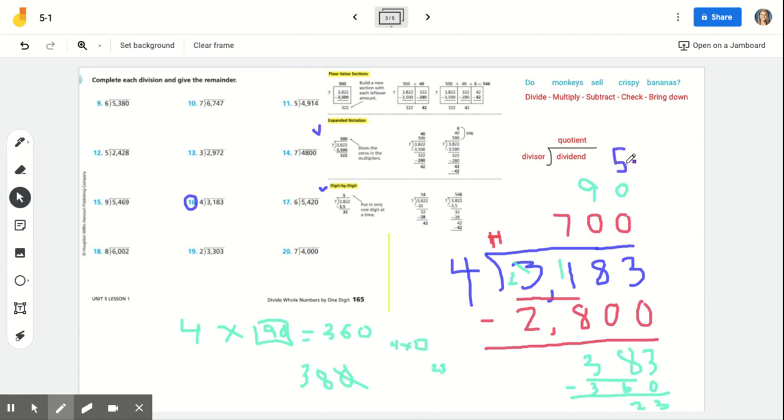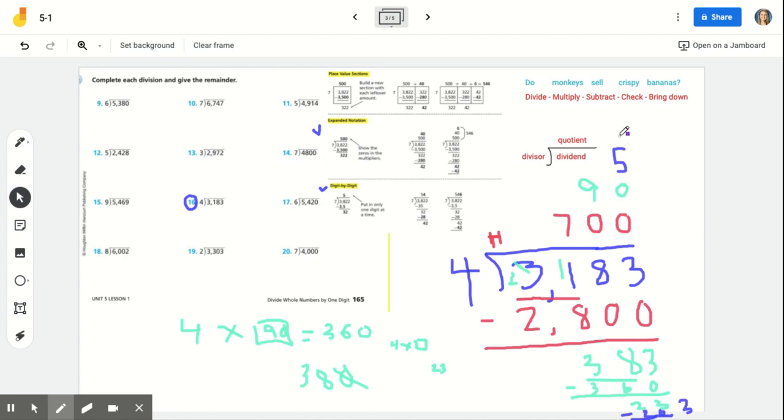And then we're going to multiply. What's 5 times 4? 20. I'm running out of room. Underneath 23, go ahead and put 20. 23 minus 20 is 3. And that was in our 1 spot. We have no other place values to look at. That is our remainder. 3 is less than 4, so we did a good job with that.